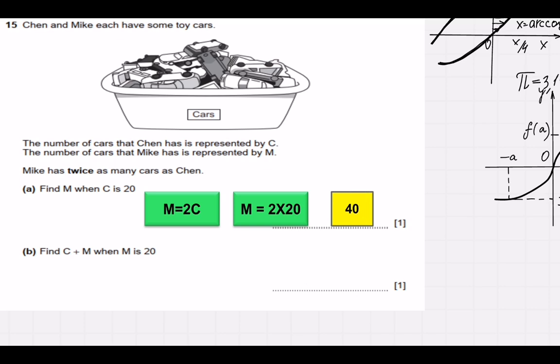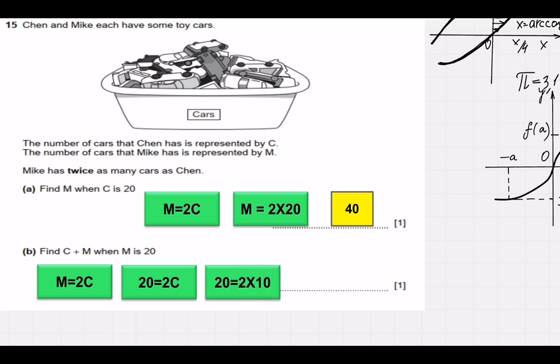That's it. Find c plus m when m is 20. Again, what is the rule in the question? Mike has twice as many cars as Chen. So m equals 2c. M is 20. We take away m and put 20. 20 equals 2c. What is the number that I multiply by 2 to get 20? 2 times 10. Is this the final answer? Shall I write 10? No. Remember, the question is asking for c plus m. So c is 10, m is 20. 10 plus 20 will be 30.